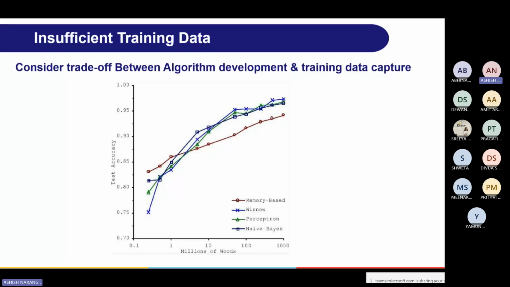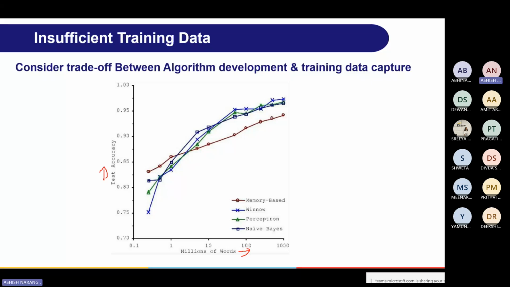Insufficient training data. Look at this example, when we do not have enough training data and we want the model to perform. On one side we have the training data and the accuracy on the other side. The different lines you are seeing are different machine learning models, such as memory based, Winnow, Perceptron, Naive Bayes, and so on.